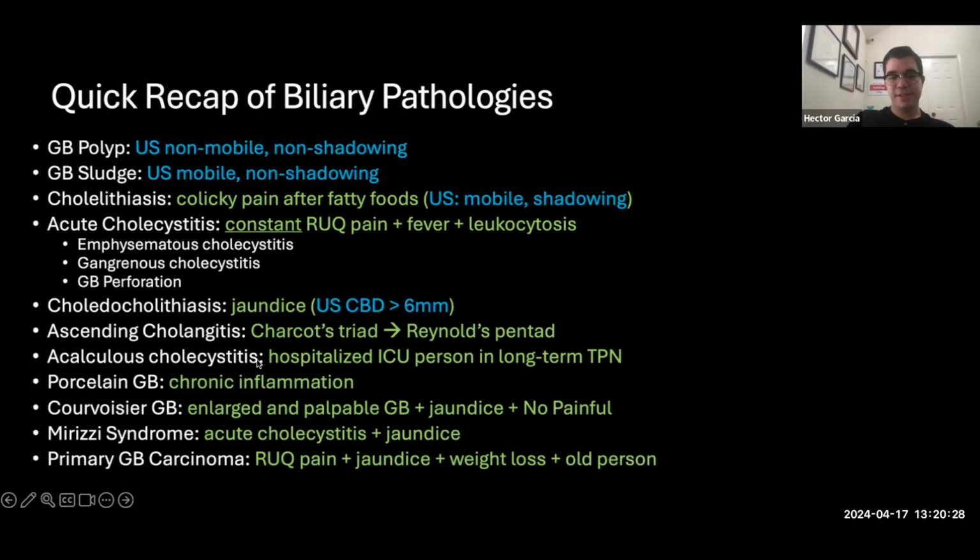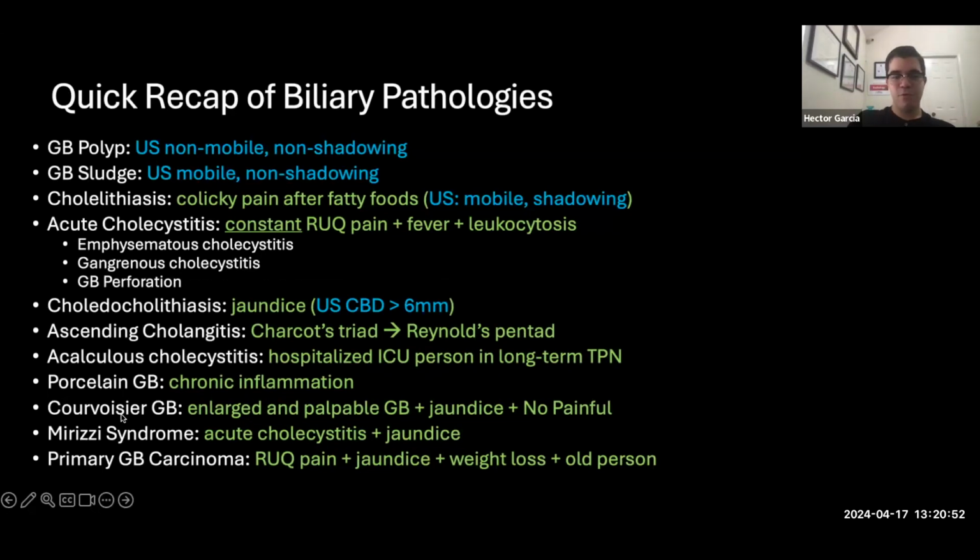Now, acalculous cholecystitis, this is in a hospital ICU person on long-term TPN, and the answer for board exams is going to be cholecystostomy. Porcelain gallbladder, a person with chronic inflammation of the gallbladder for multiple years who has been having multiple bouts of acute cholecystitis. So the right answer for this on the exam is prophylactic cholecystectomy.